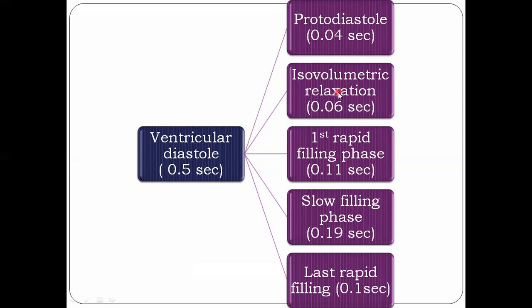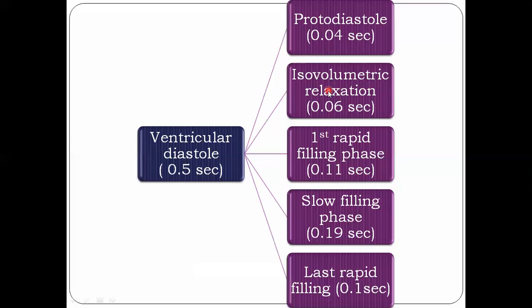Now let's move on to the next phase, the isovolumetric relaxation. As we have already seen isovolumetric contraction earlier, here it's isovolumetric relaxation. That means the ventricles are relaxing, but the volume of blood in the ventricle remains the same.